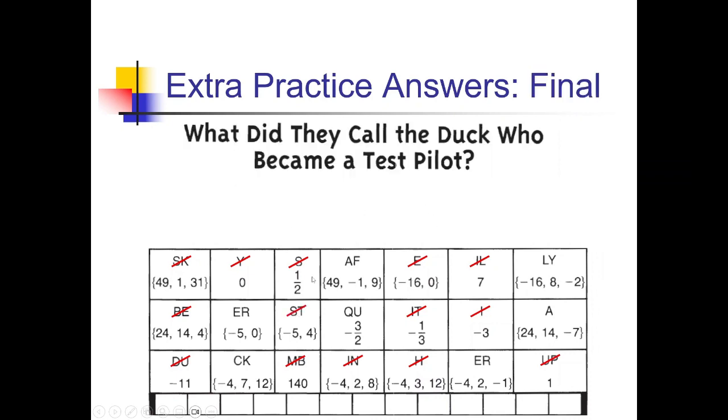All right, so we've crossed off everything we could. Now we're going to solve the riddle. What did they call the duck who became a test pilot? So we have A FLY, I think just A is the first letter, the first word, and then FLY, fly, ER, I think that's all got to be one word, a flyer, and then QUACK, and then ER after, so that's got to be the end of a word. So quacker, a flyer quacker.